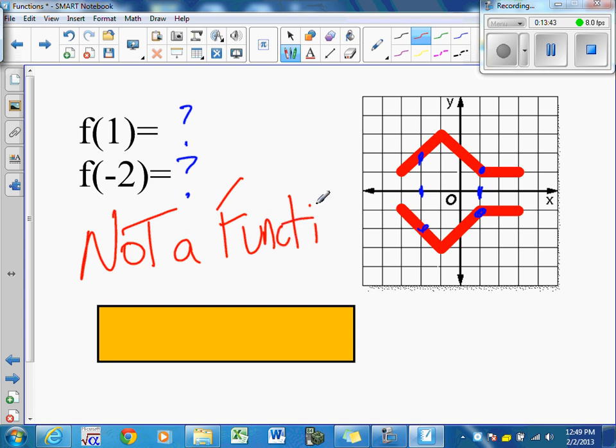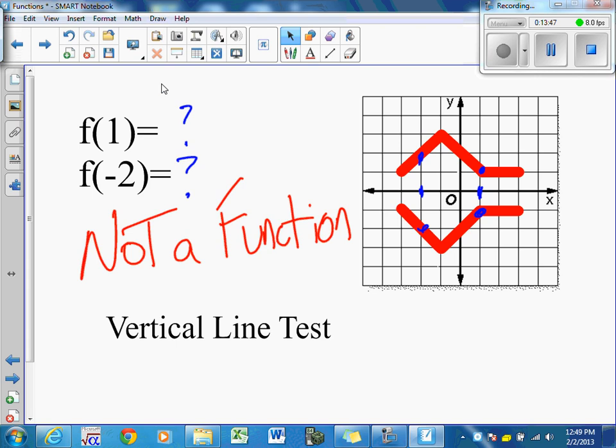Now, you may remember talking about this previously. The way we can determine or show that it's not a function is called the vertical line test. If we take a vertical line and we pass it over our graph, if it ever intersects 2 points at the same time, not a function. This obviously intersects at a whole bunch of points. As long as there's 1.